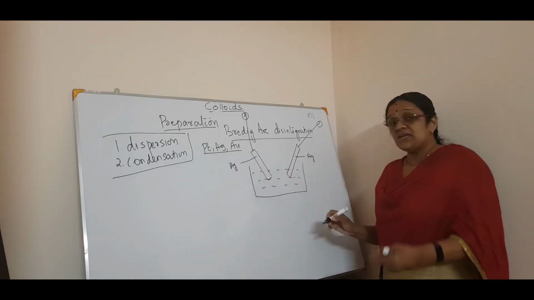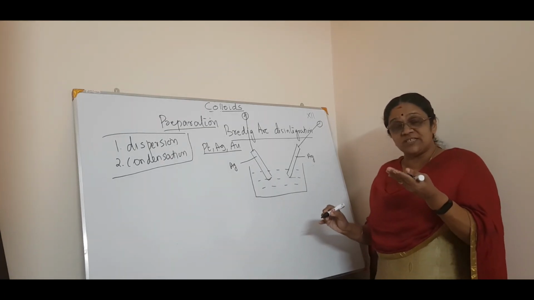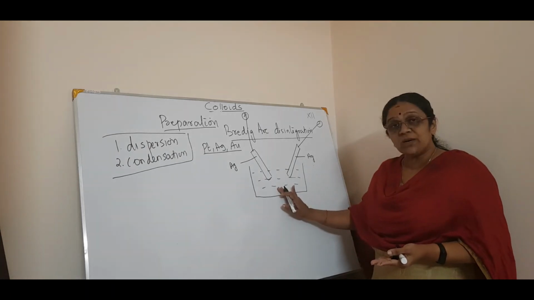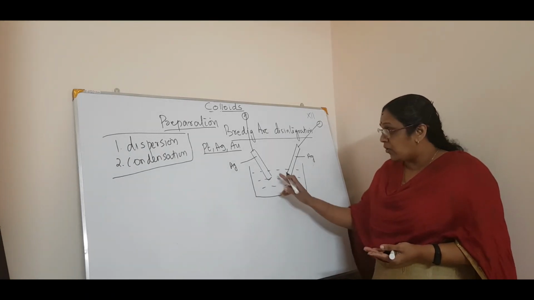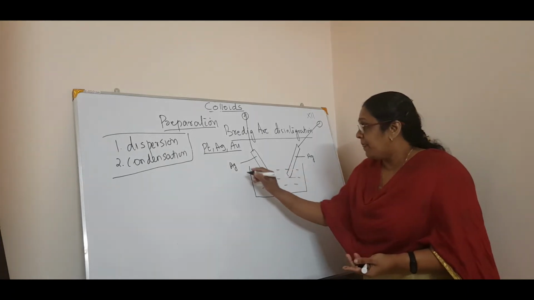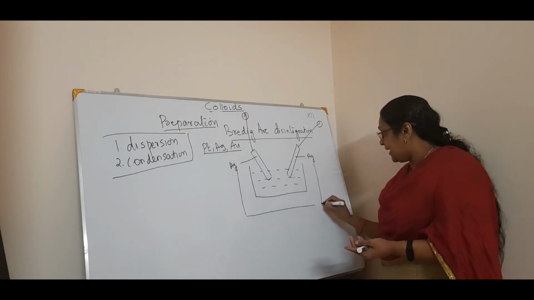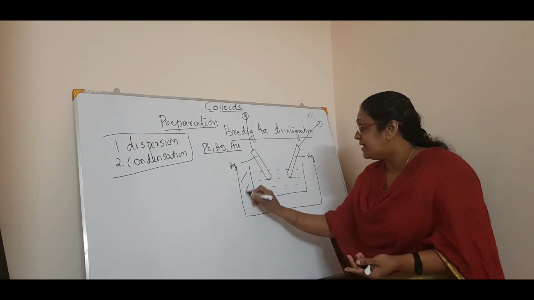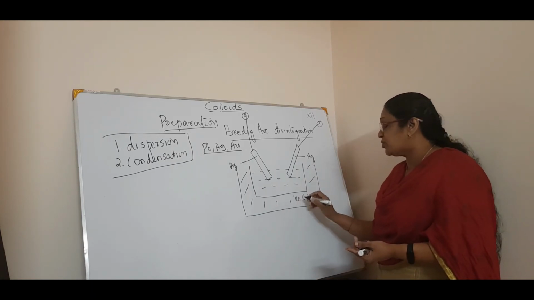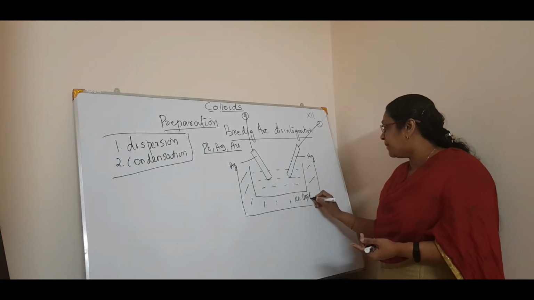Dispersion medium means a suitable solvent. Then only colloids will be formed: dispersed phase and dispersion medium. So you took a suitable dispersion medium, and we are going to get the dispersed phase. Then this container is dipped in an ice bath. Ice bath means, for the condensation, to make the temperature suddenly low.